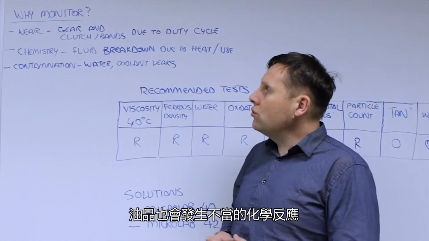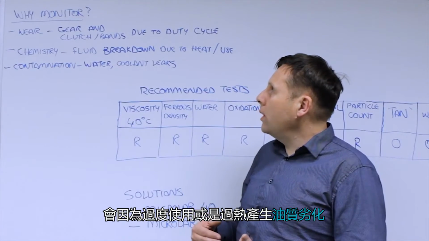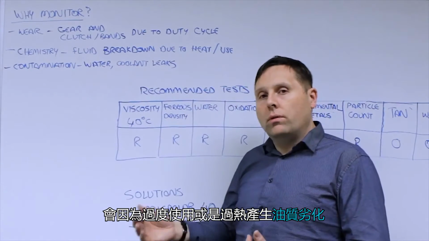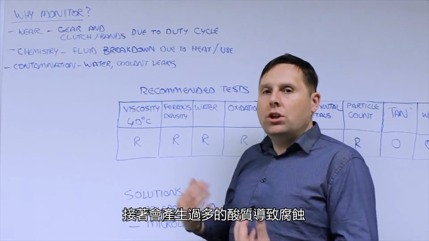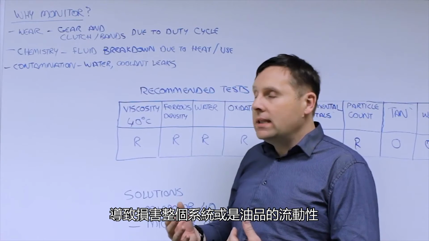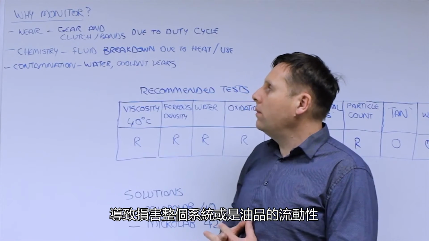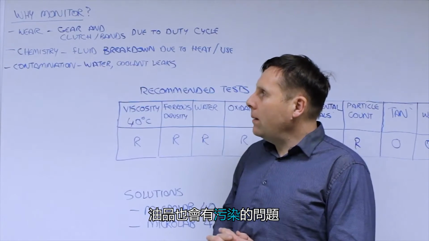You can have chemistry issues where the fluid has not been changed and it'll start to break down due to heat and excessive use over time. It creates acids, which again cause corrosion, which can affect the condition of the system as well as the flowability of the fluid. And you also have contamination issues.